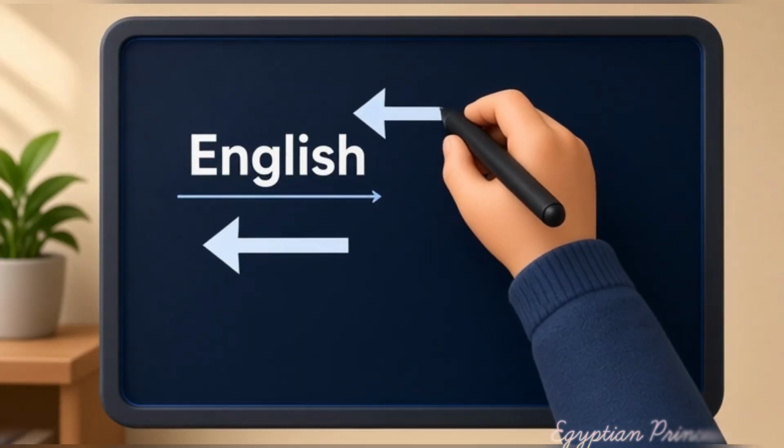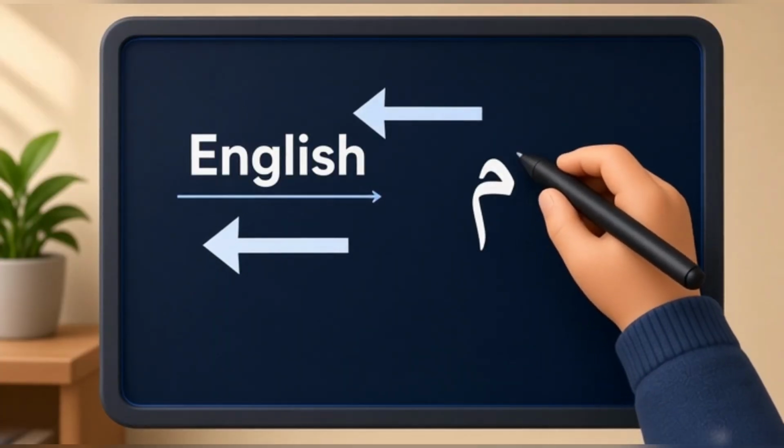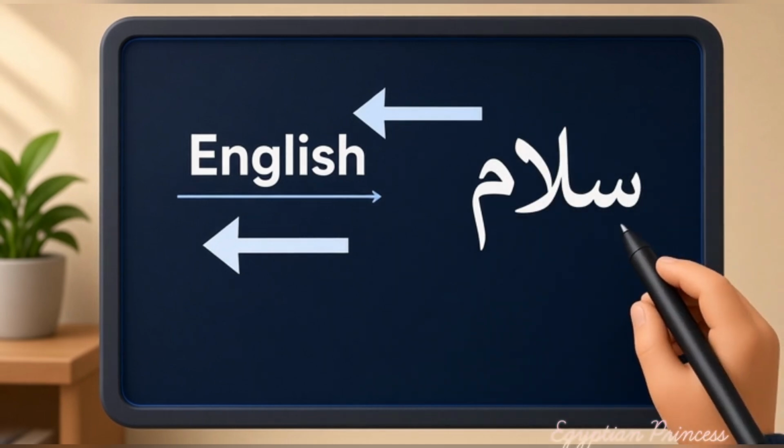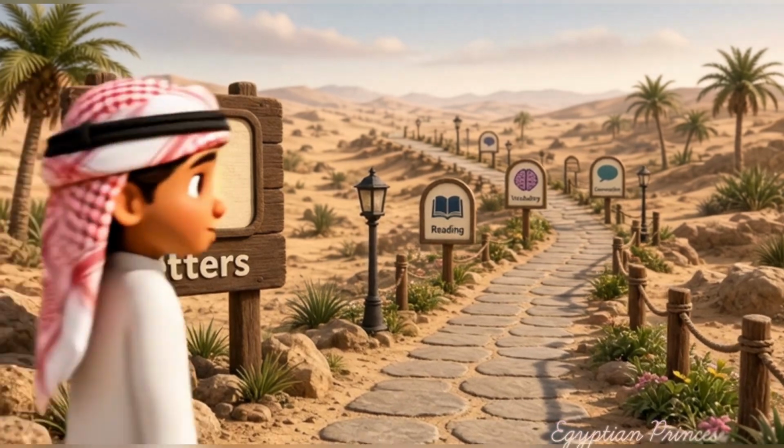Arabic may look different from English. Arabic is written from right to left. And don't worry, you don't need to know Arabic before starting. We will learn everything step by step. In this course, we will start from zero.